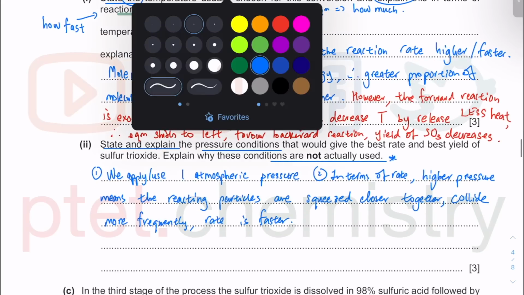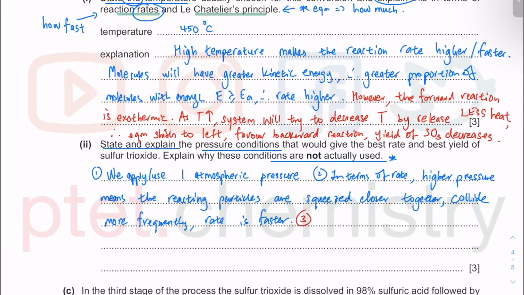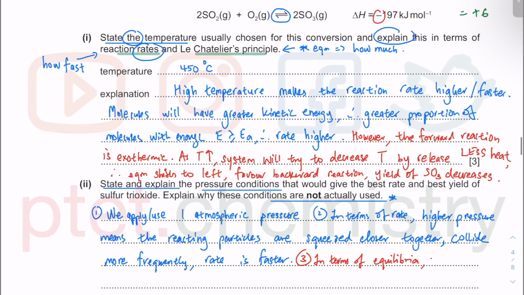Okay, however, in terms of equilibrium, it's basically Le Chatelier principle again. So we count the total number of moles of gases. We have to look only at the gases on the left and on the right. 2 moles of gas plus 1 mole of gas, so 3 moles of gases. A lot of students just state 3 moles on the left and 2 moles on the right. It should be 3 moles of gases on the left, 2 moles of gases on the right.